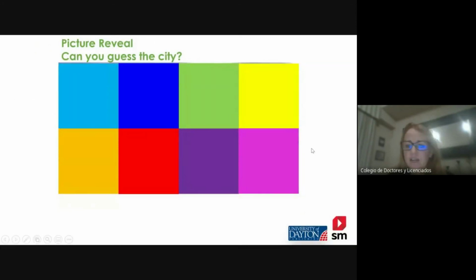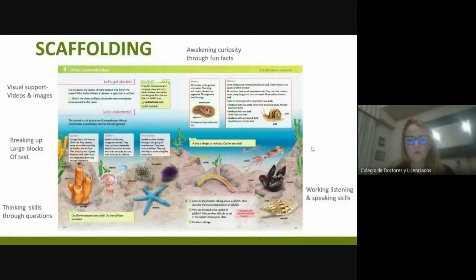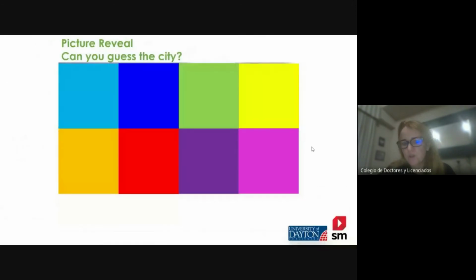So here's another activity. Now, this is, can you guess the city? So again, write your answers in the chat, but this is just another nice way. So if we were introducing a subject, this could be an activity that you could use to get them motivated from the start. So I'm going to reveal this picture little by little, and you're going to guess which city it is.